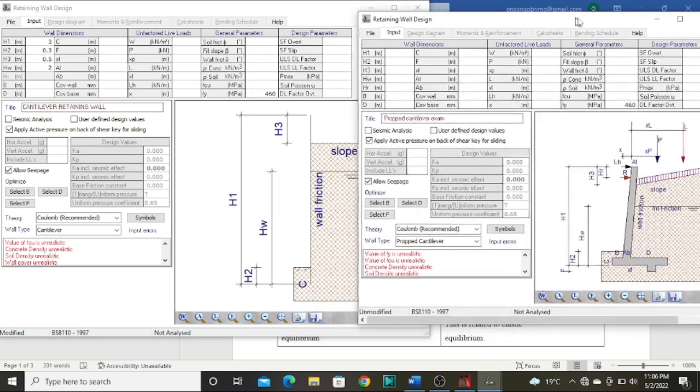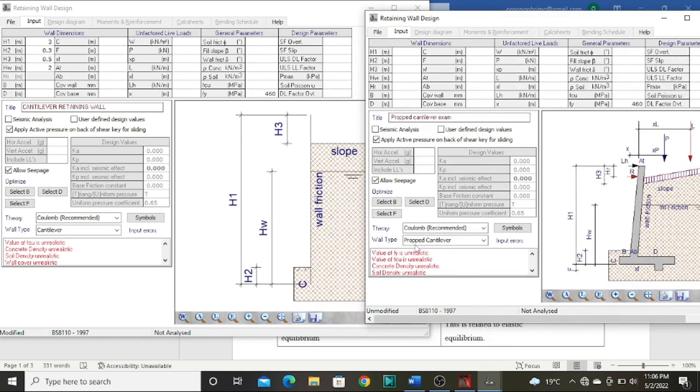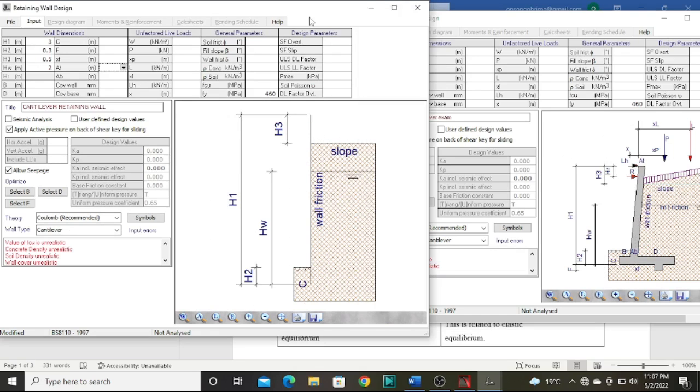If we have, for instance, in this sheet, a propped cantilever that is supposed to be designed, you can observe that we have R, and this section is enabled. And because we are designing a cantilever, therefore we cannot enter that value because we don't have a load at this section.